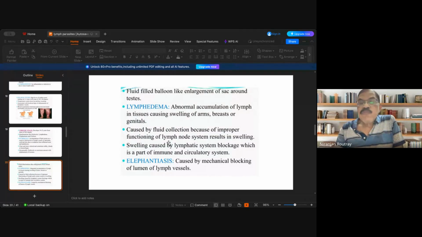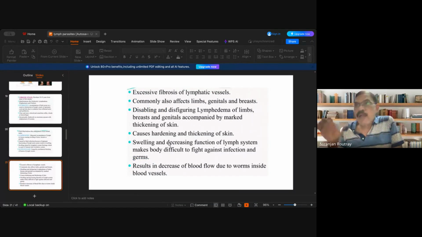Now, elephantiasis is caused by mechanical blocking of the lumen of lymph vessels, and this blocking leads to fibrosis of the lymph vessel. Commonly, it affects the limbs and the genitals. Disabling and disfiguring also occurs.